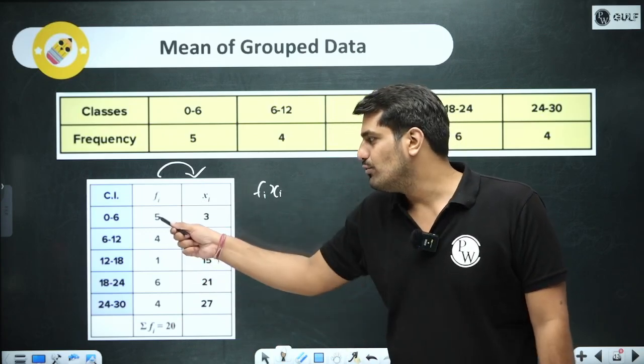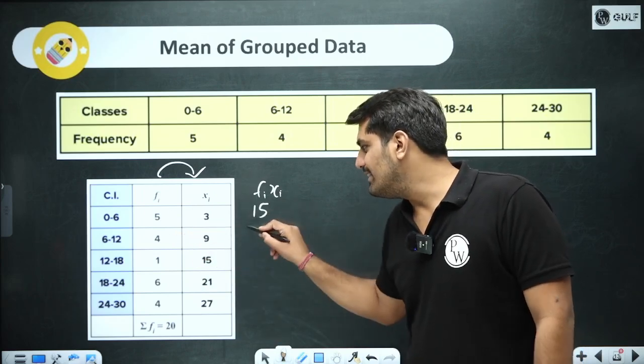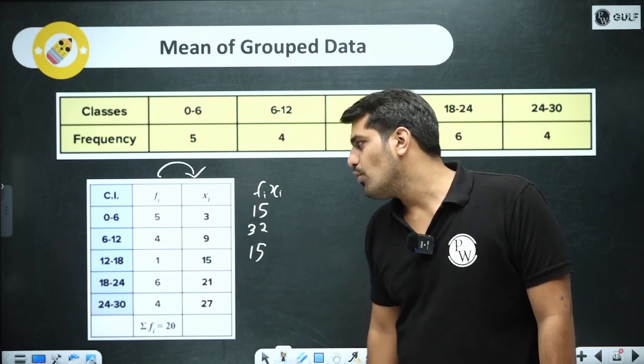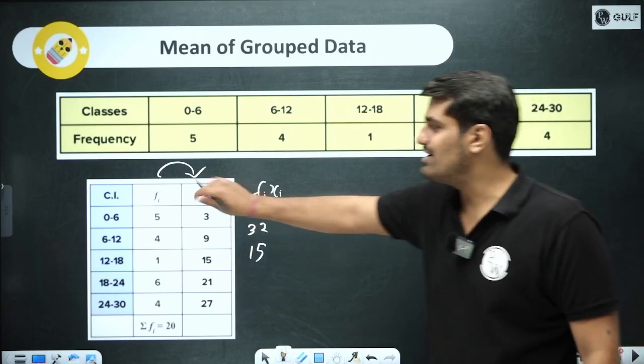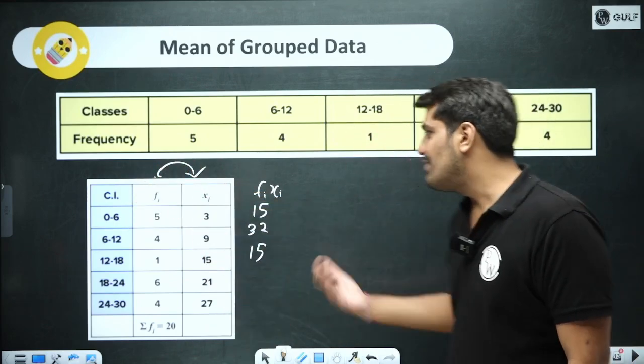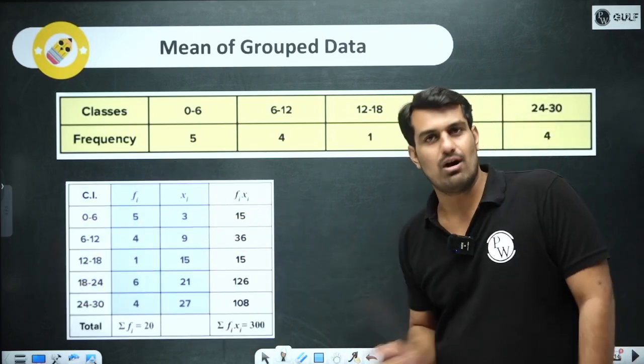What are you going to do? Do the multiplication. 5 into 3, 15. 4 into 9, 36. 15 into 1, 15. Go on doing this, and you'll be appearing with the next column. The first two columns are given. You make up the third column, which is class mark. You come up with the fourth column, which is fi xi. That means multiplication of these blue columns over here.